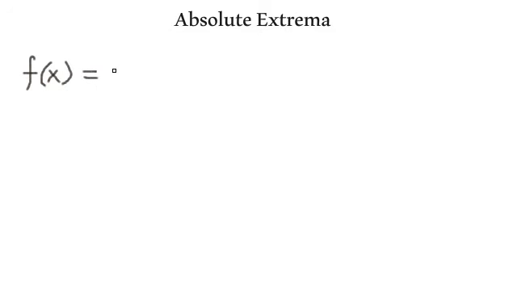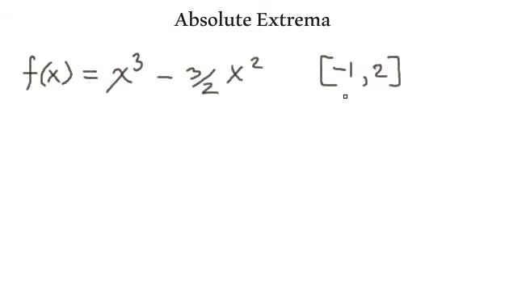I know I'm always using f of x. It's overrated. I use different stuff every now and then. We've got x cubed minus 3/2 x squared, and I said we're on the closed interval between -1 and 2. So we want to find the derivative, f prime of x. That's the first thing we do.